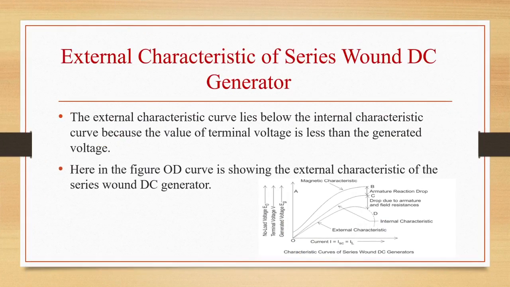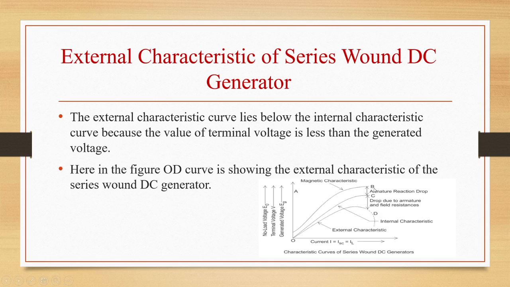So the external characteristic curve will lie below the internal characteristic curve because the value of terminal voltage is less than the generated voltage, or because of the drop due to armature and field resistances. In the diagram, the OD curve is showing the external characteristic curve of a series wound DC generator.